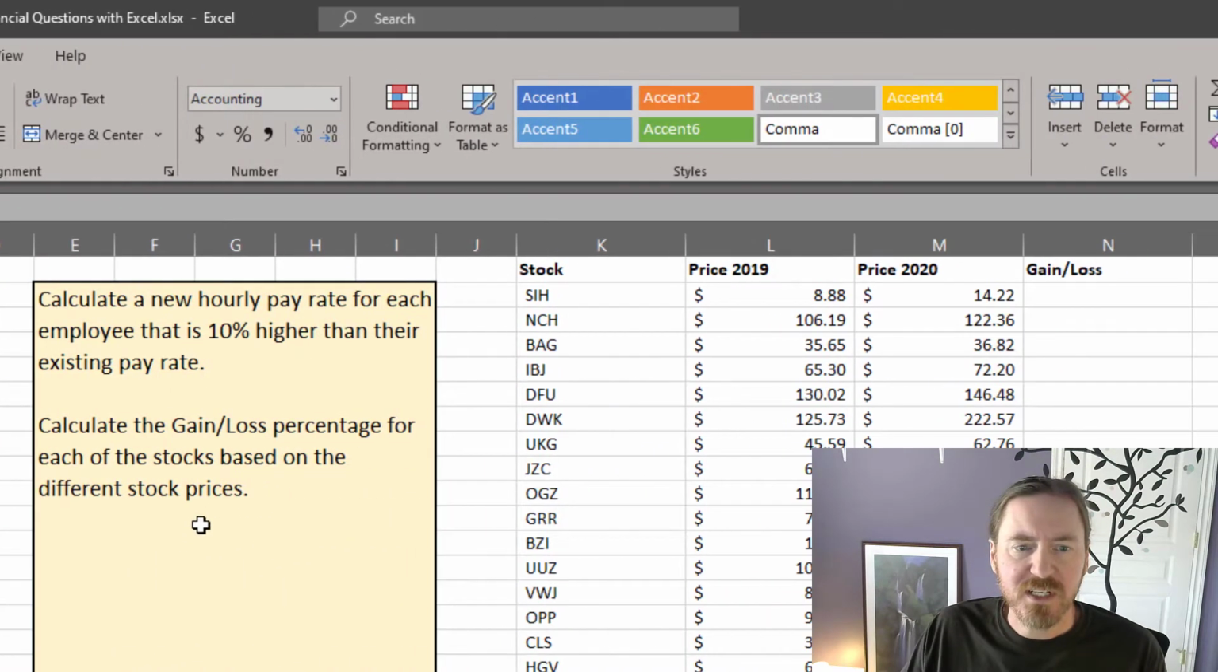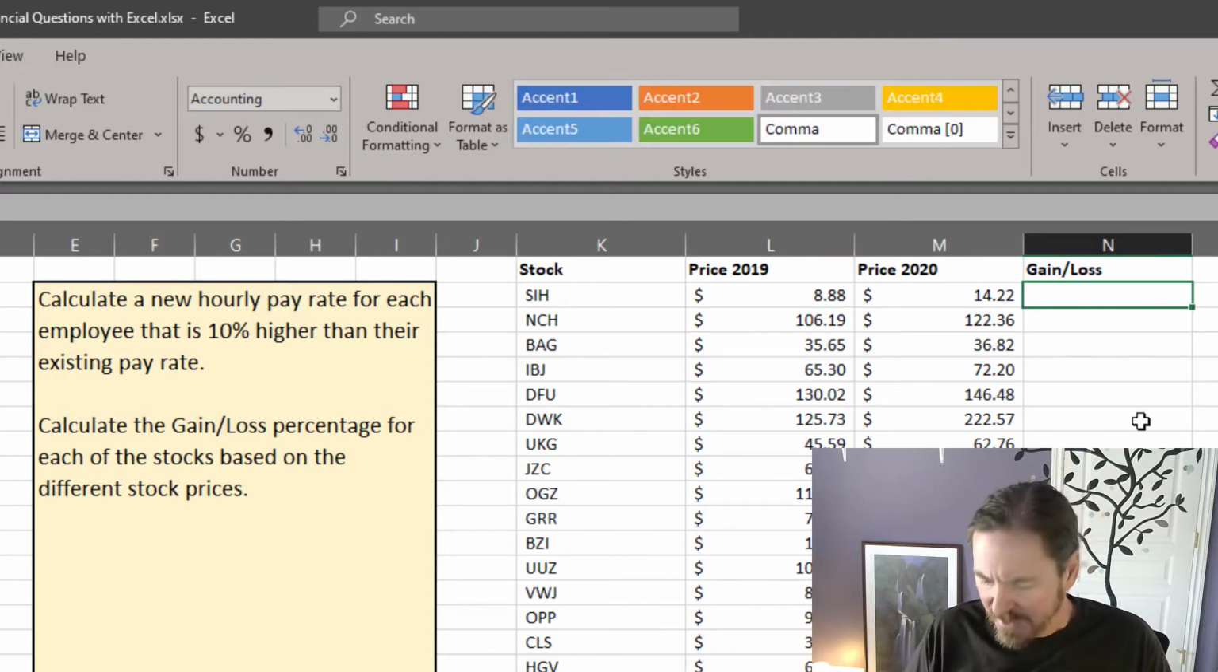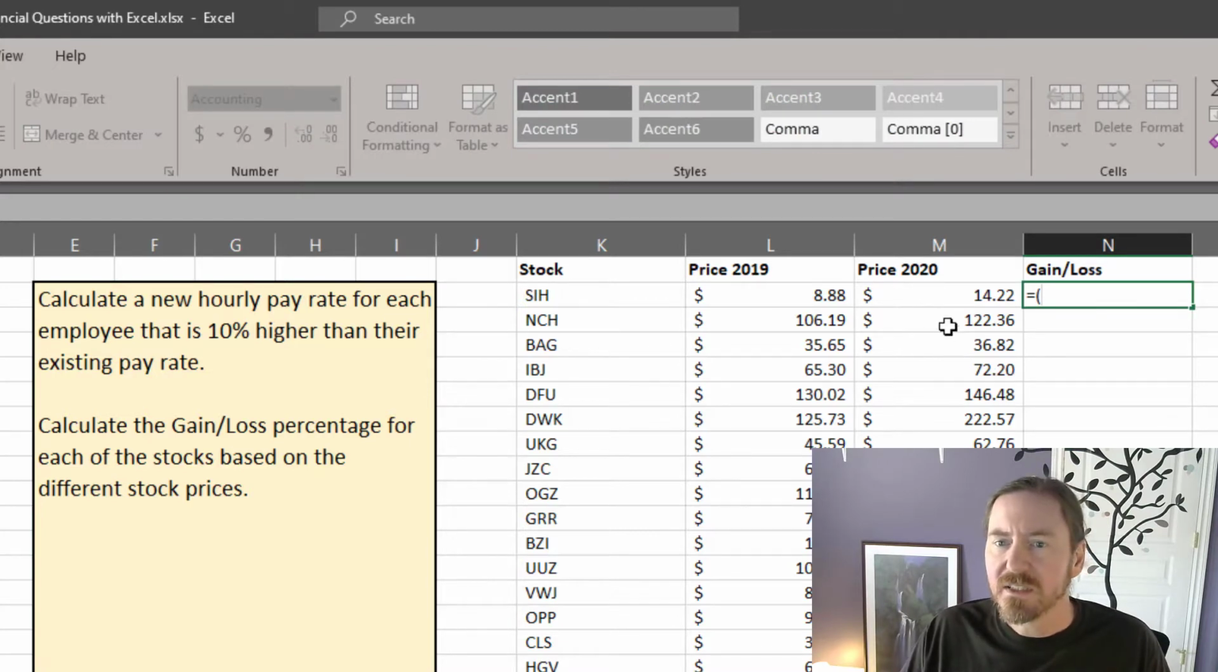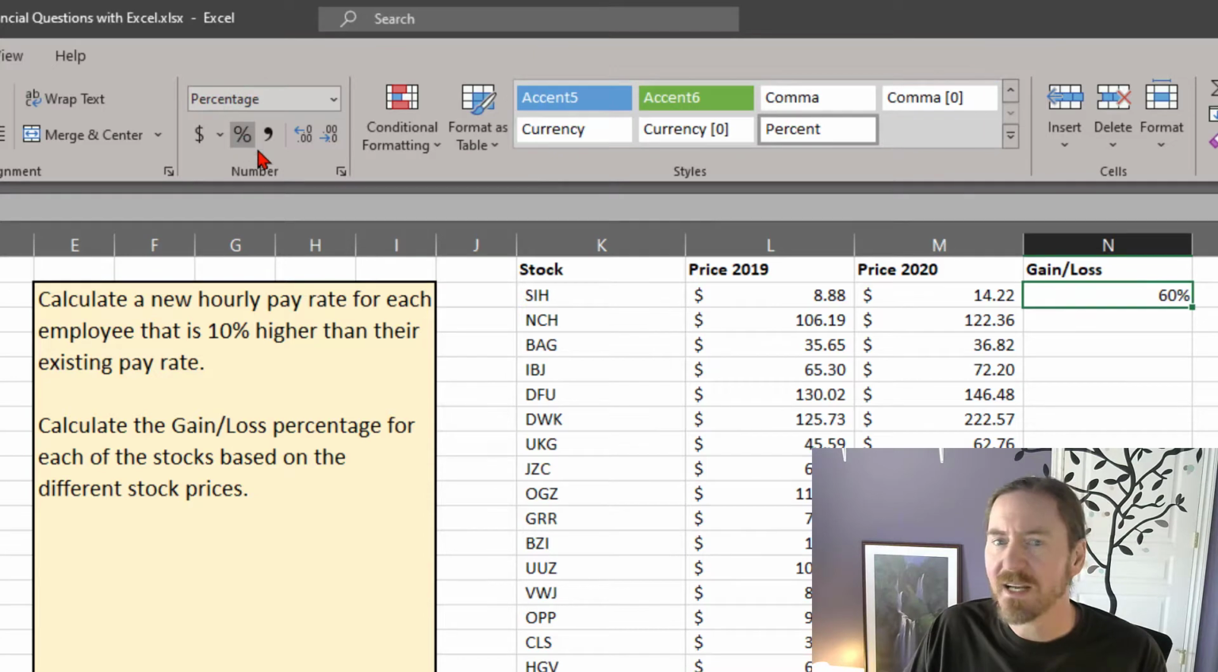Calculate the gain-loss percentage for each of the stocks based on different stock prices. All right, so when we want to calculate changes in prices or percentage changes, it's new minus the old divided by the old. So let's see, equals, I'm going to do this in parentheses, the newer price, even though it's 2021, the newer price minus the old price divided by the old price. Press enter. Now if we get a weird number like this, we're supposed to calculate the gain-loss percentage, so that's just a decimal format. We can easily format that as a percentage, and I'll show a decimal place. So now it's in percentage style, and that formula looks good.